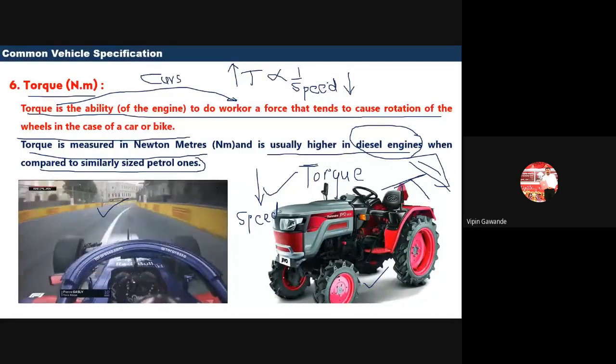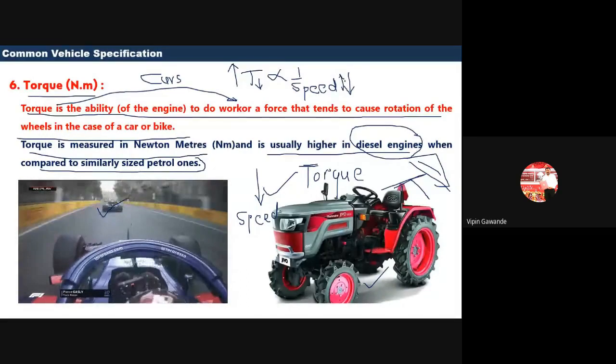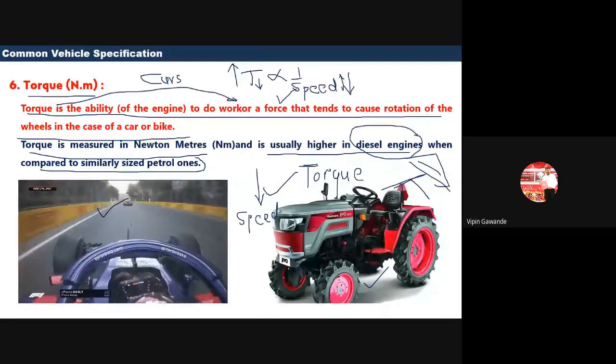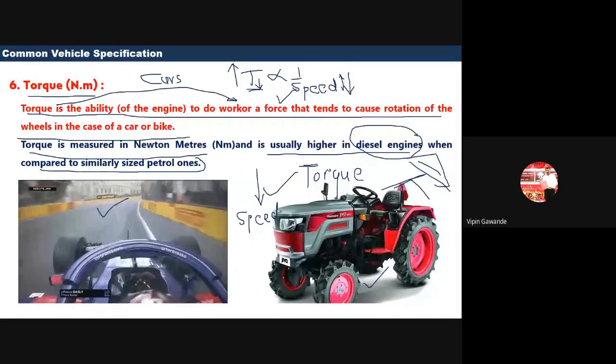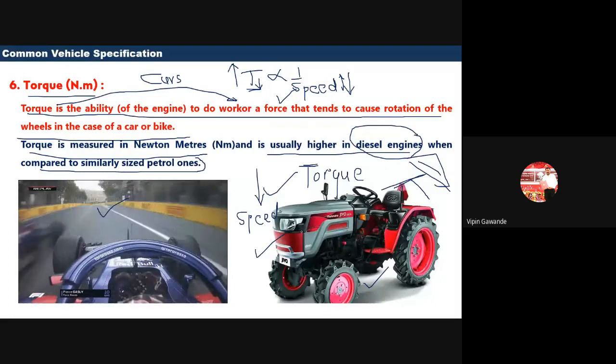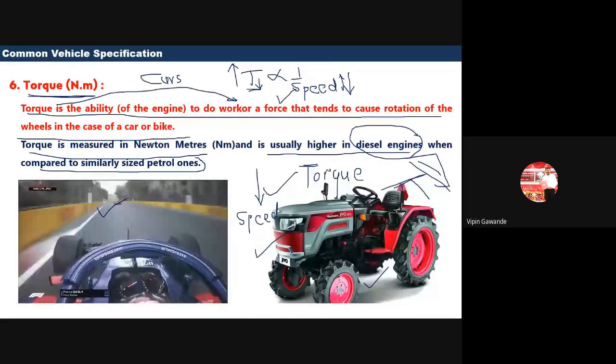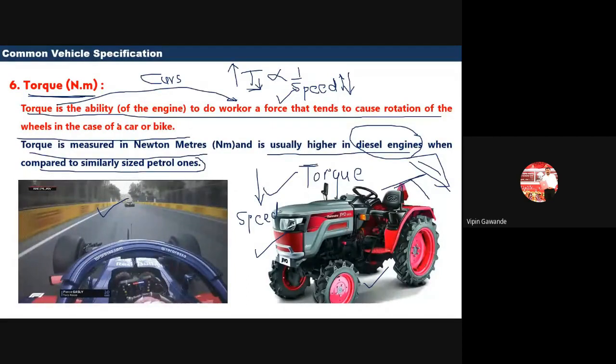When torque is less, then speed is more. That's why the cars have sufficient speed, but their torque is less, while the tractor has very high torque and its speed is less. This is the relation between the torque and the speed, which you have to consider. Torque and speed are inversely proportional to one another. When the torque is very high, speed is less, and if the speed is less, then we have high torque.